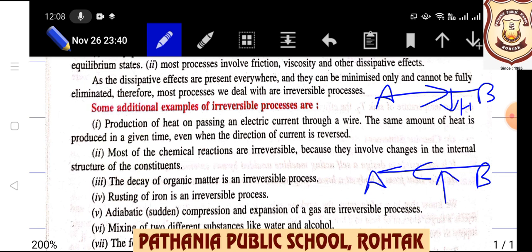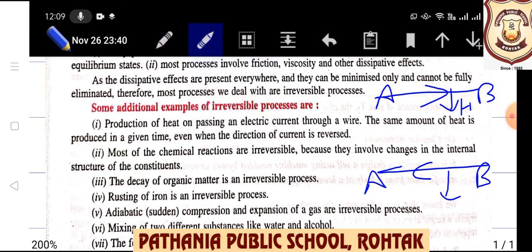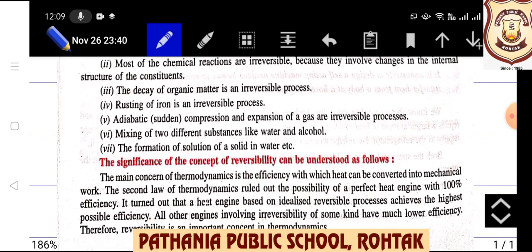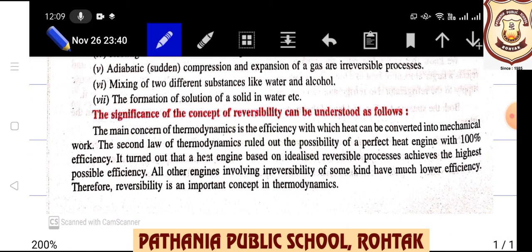It turns out that the heat engine based on idealized reversible processes achieves the highest possible efficiency. All other engines involving irreversibility of some kind have much lower efficiency. Therefore, reversibility is an important concept in thermodynamics for designing efficient machineries. But again, I will remind you that Carnot engine, heat refrigerator or heat pump, etc. are not in your current session's syllabus.